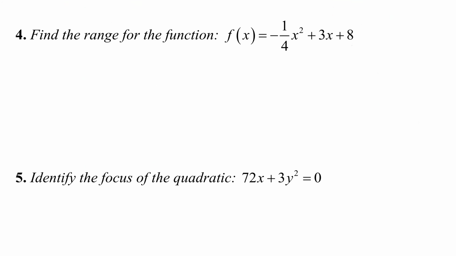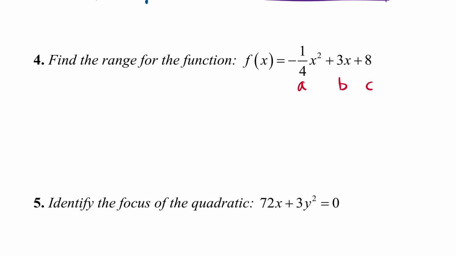Okay, number 4, find the range for the function, and it gives me the function. First thing I want to do is label, so I have a, b, and c, right? ax^2 + bx + c. And so for the range for these, the first thing I have to do is find h, or x, right? So I'm going to have h = -b/(2a).